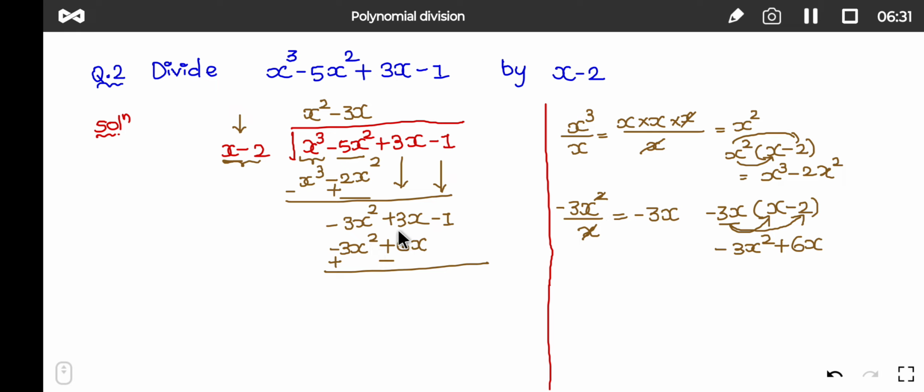First term will get cancelled. Second term plus 3x minus 6x. That will be minus 3x. Okay, sign of the greater number. This minus 1 will remain as it is. Again follow the same step.